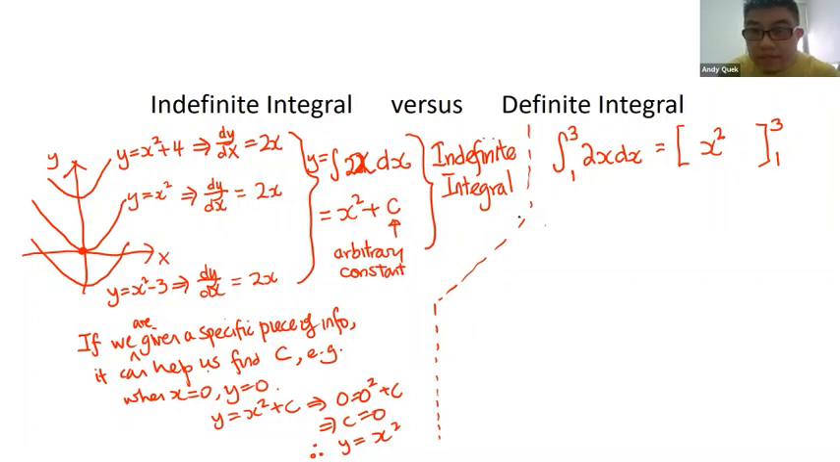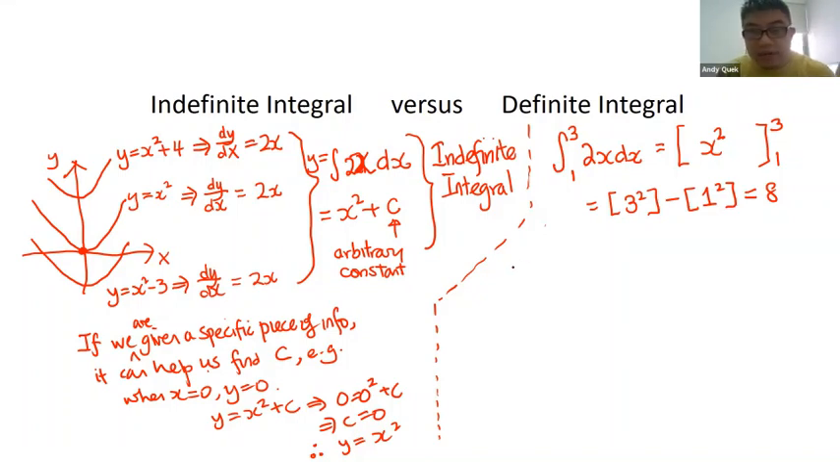What we do next is we substitute these values of x. So when x is equal to 3, you have this. When x equals 1, you have this. You subtract one from the other, and your answer is 8, which is the definite value of the definite integral.